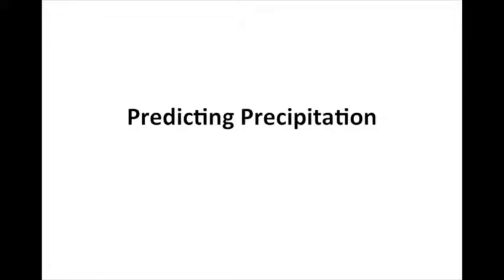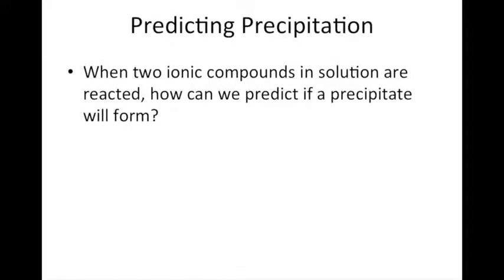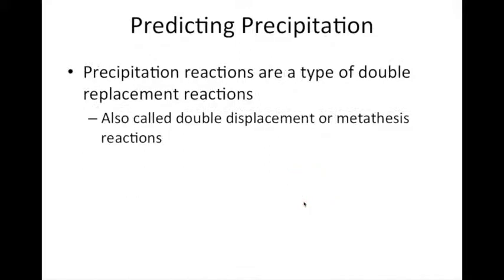In this video, we're going to determine how to predict whether a precipitate will form in a chemical reaction. So when two ionic compounds that are both in aqueous solution are mixed or reacted, how can we predict if a precipitate will form? For example, if we mixed aqueous sodium chloride and aqueous silver nitrate, would one of the products precipitate out? Well, the first thing we want to review is how ionic compounds react.